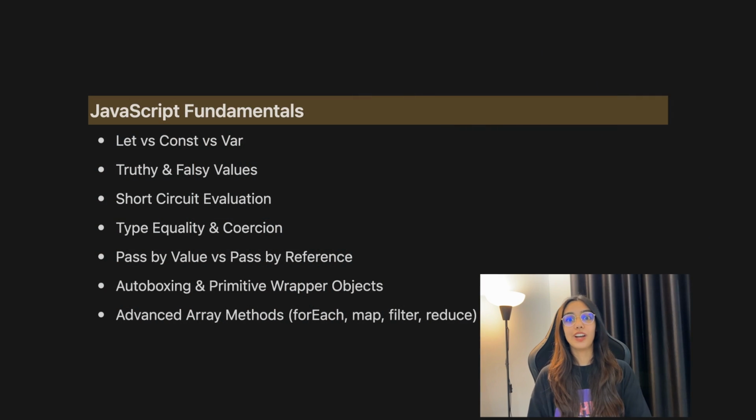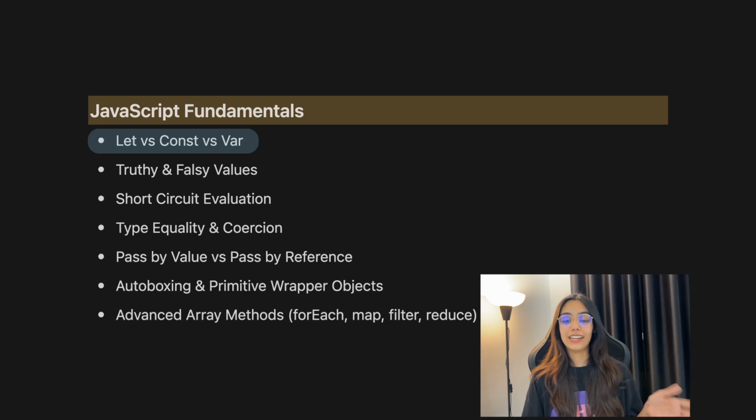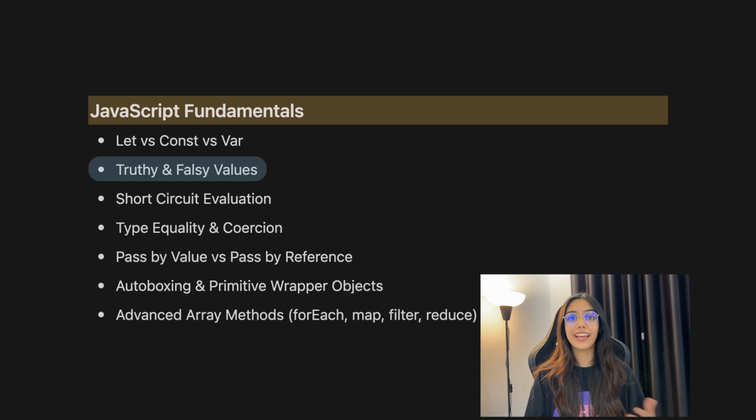Then moving on to JavaScript Fundamentals. In this section, I've listed down topics that are fundamental to JavaScript, but things that you may not expect other programming languages to have. So these topics are very JavaScript-y topics, starting with let versus const versus var. So JavaScript has three keywords that let you create variables, understanding the difference between these three. Then you have truthy and falsy values.